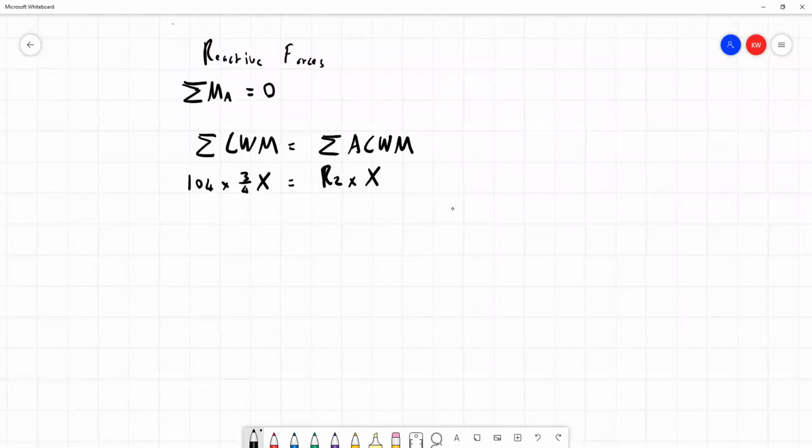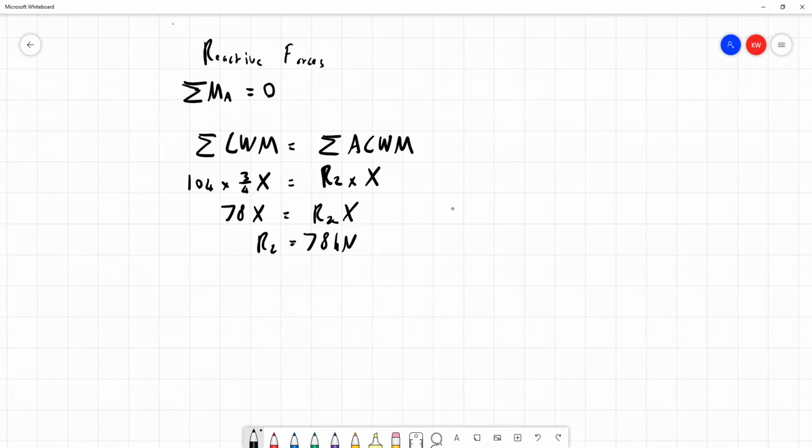Now this means that if we do 104 times 3/4, we have 78x is equal to R2x, which means it's a simple matter of dividing through by x to give us that R2 must be equal to 78 kilonewtons. So it doesn't really matter when we've got a particular problem like this what the length of the beam is, as long as we can work out which proportion of the beam. We knew that that force was 3/4 of the way from A, which allowed us to find out the value of reactive force R2.